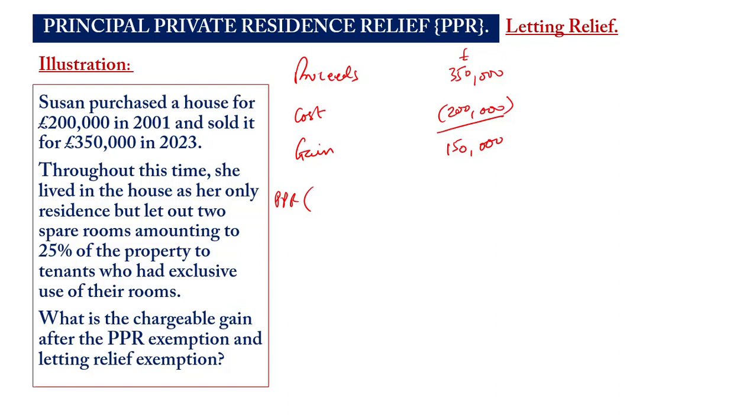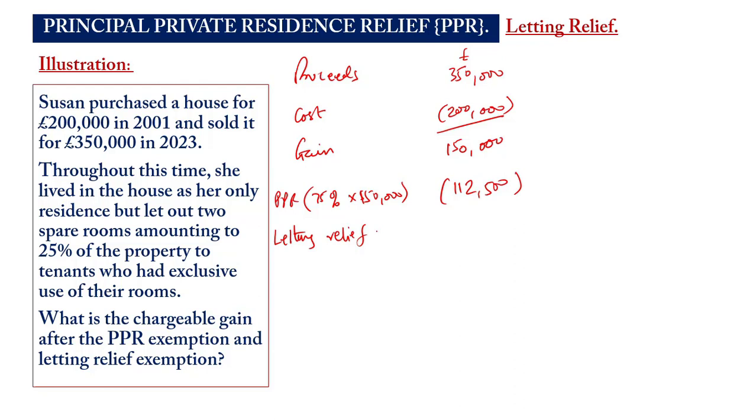Now, if you're calculating the PPR, we are told that Susan occupied the house throughout the period of ownership. Meanwhile, it was only 75% that she used. So if she had occupied the entire space in the house, this 150,000 would have been fully exempted. But because she only occupied 75% of the house and rented 25% to tenants, the relief is going to be 75% of £150,000, giving us 112,500. So now we have to claim the letting relief.